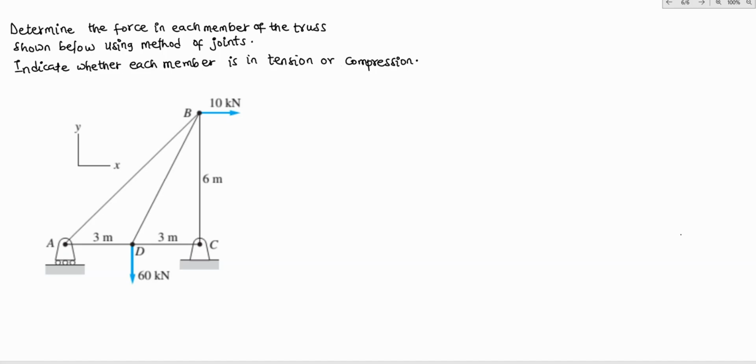Before you can solve this question, let's look at some things that you must know first, to help us solve questions like this. One thing you have to know is that we consider the whole truss system to be in equilibrium.